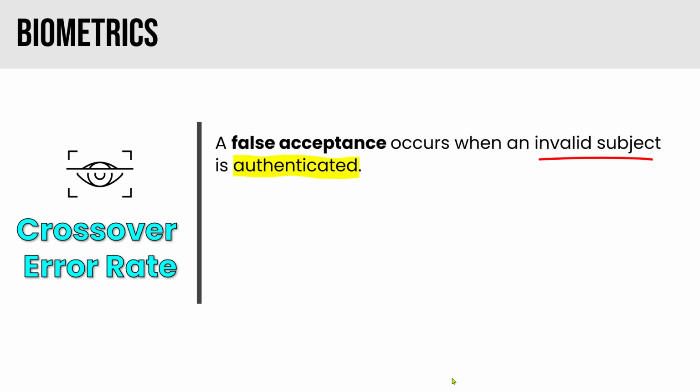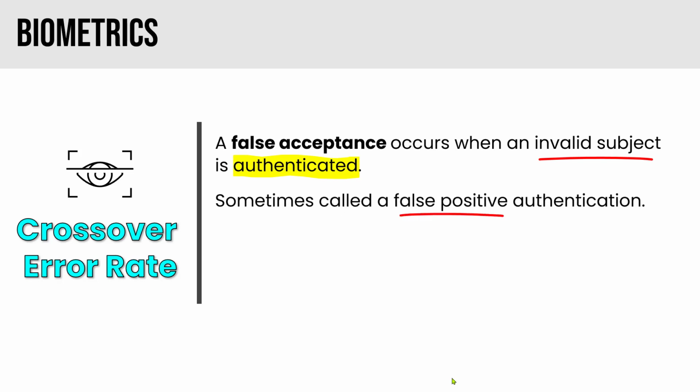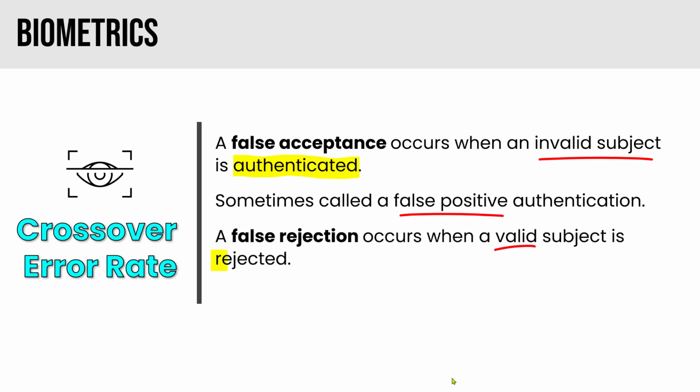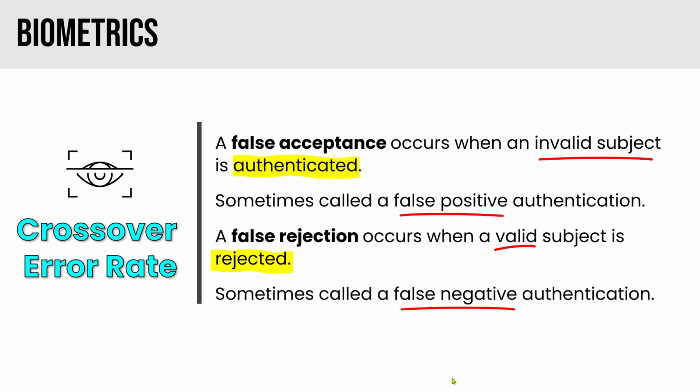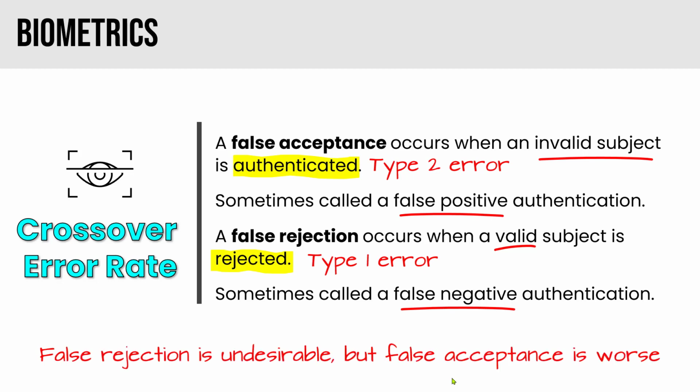So crossover error rate in the context of biometrics. False acceptance occurs when an invalid subject is authenticated, someone who shouldn't have been. This is sometimes called a false positive authentication. Then a false rejection occurs when a valid subject is rejected. This is sometimes called a false negative authentication. So false acceptance is also known as a type 2 error. False rejection is a type 1 error. So false rejection is undesirable, but false acceptance is generally considered worse.